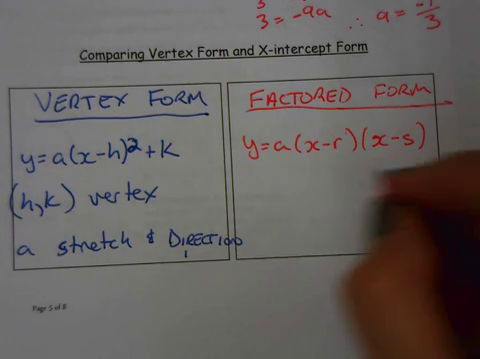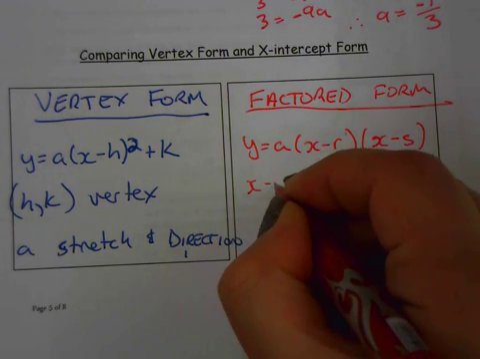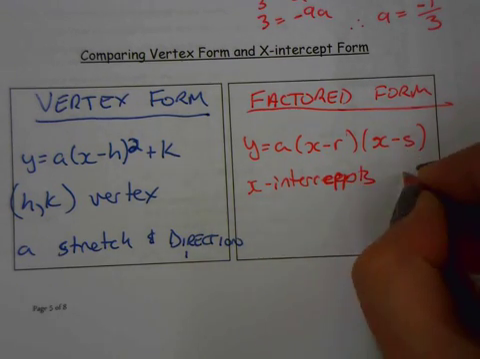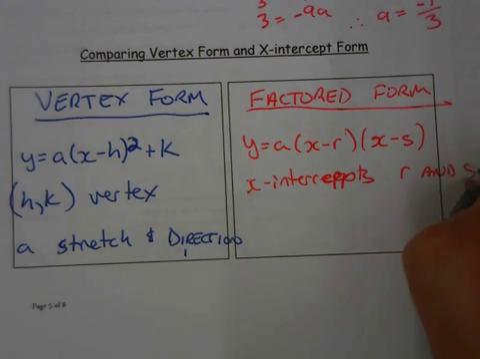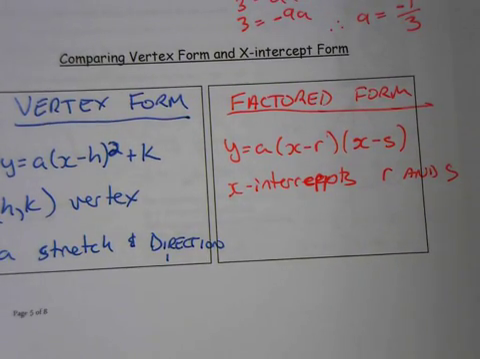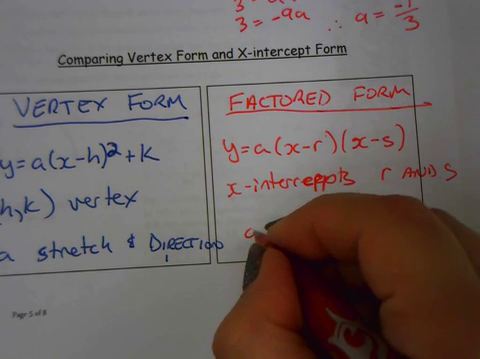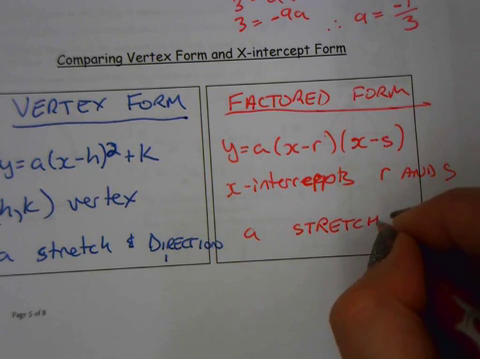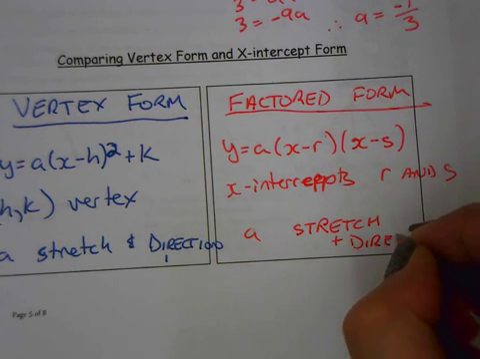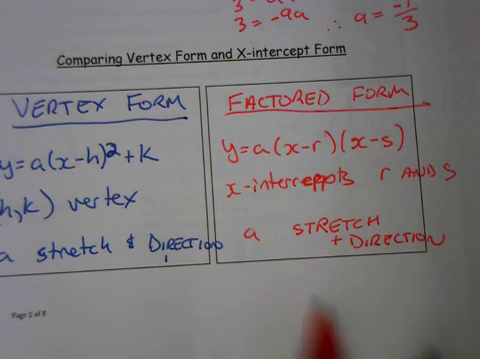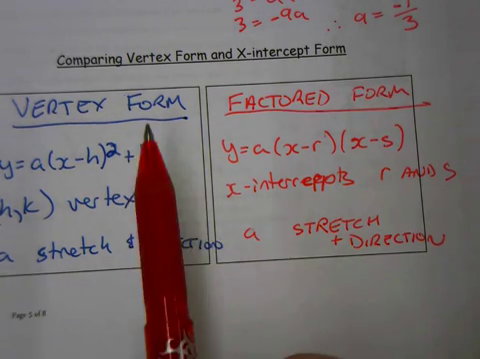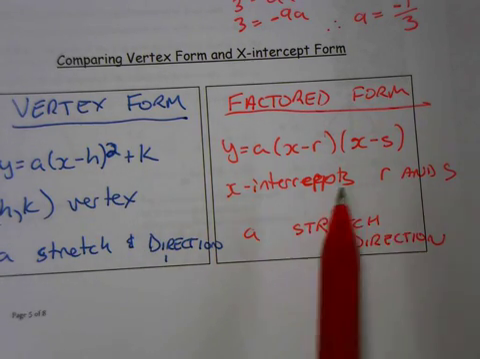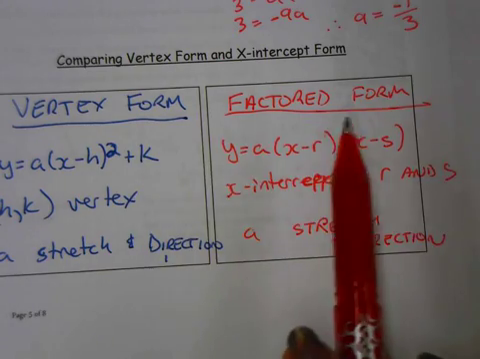This gives us our x-intercepts, which are r and s. Sometimes these are called roots, sometimes they're called zeros. The a is the same. Gives us the stretch and the direction. Again, the a is always the same. The vertex can be read very easily out of vertex form. The x-intercepts can be read out of x-intercept form, or what I call factored form.